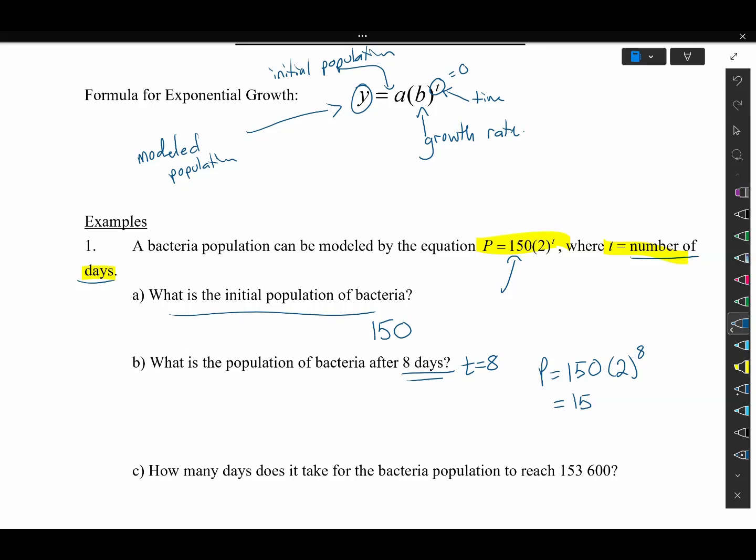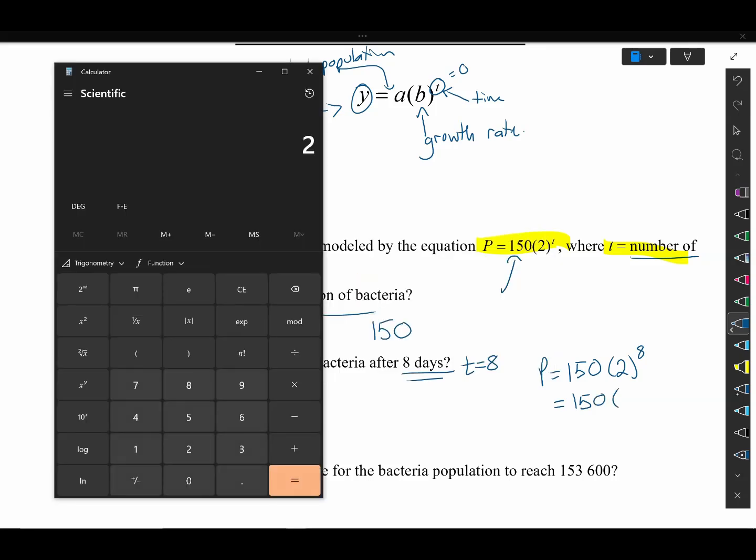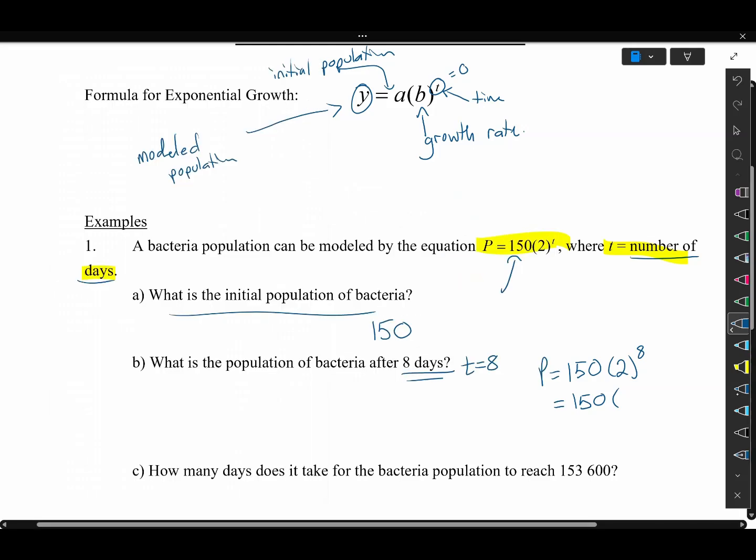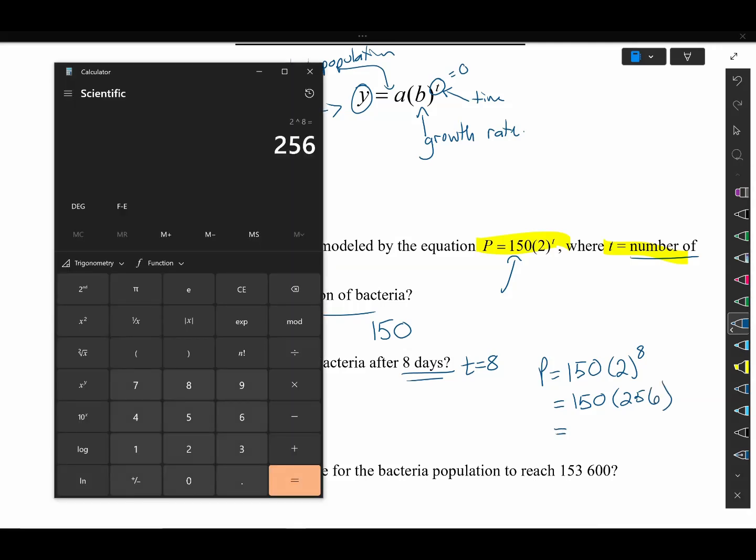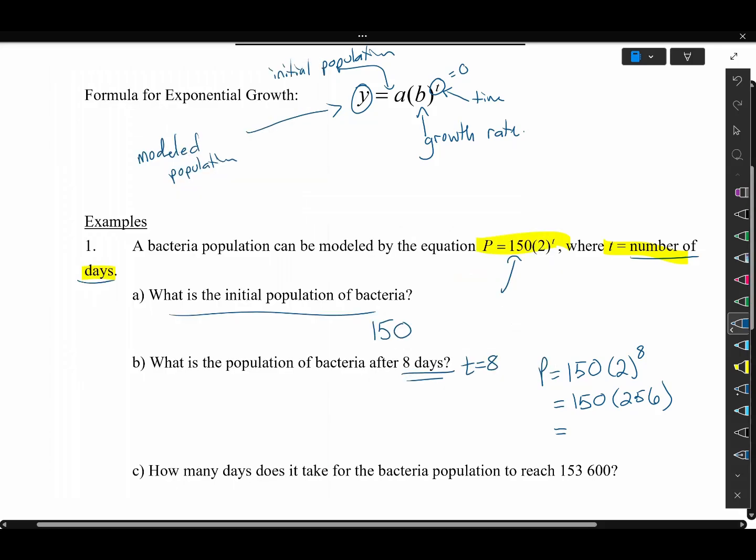So we're working with 150 times 2 to the exponent 8. I can just throw that right into my calculator. 2 to the exponent 8, I'm working with 256. So 150 times 256, I can throw that into my calculator as well. And I'm working with 38,400. That's what we're working with right here.